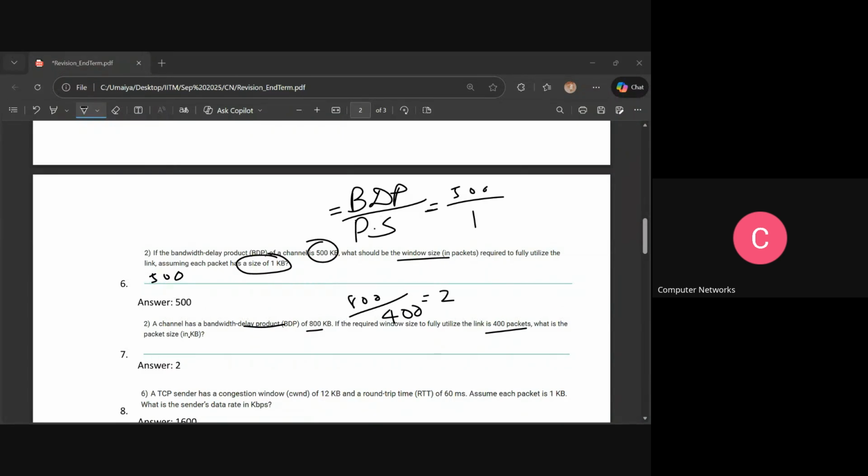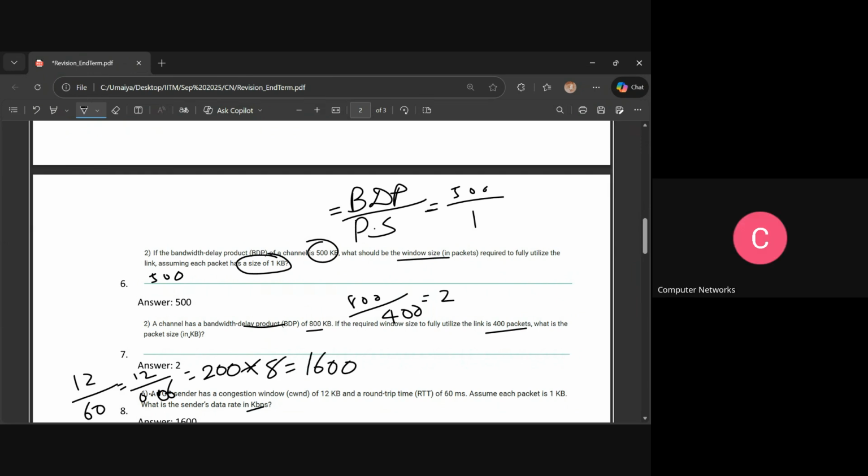So here I have to use that formula: 12 divided by 60 ms. We have to convert it into seconds first, so 60 ms is 0.06 seconds. And 12 KB also has to be converted into bits. First let's divide, and then we can convert. So we get 200. Then I have to convert it into bits, so multiply by 8. So 1600 will be the answer here.